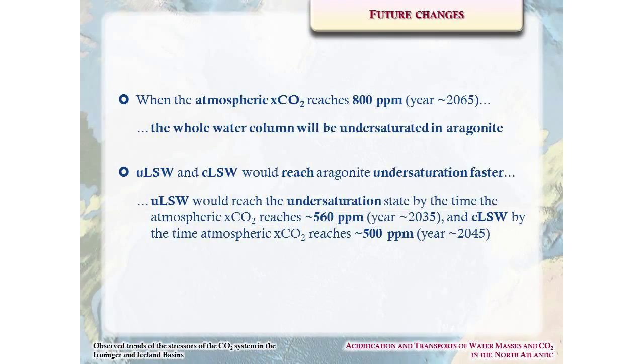According to our predictions, we can also conclude that when the atmospheric CO2 reaches 800 ppm, the whole water column of the Irminger and Iceland basins will be undersaturated in aragonite. However, the upper and classical Labrador seawater would reach undersaturation faster, and this early undersaturation may negatively affect the cold water corals that inhabit the depths at which these water masses are located.